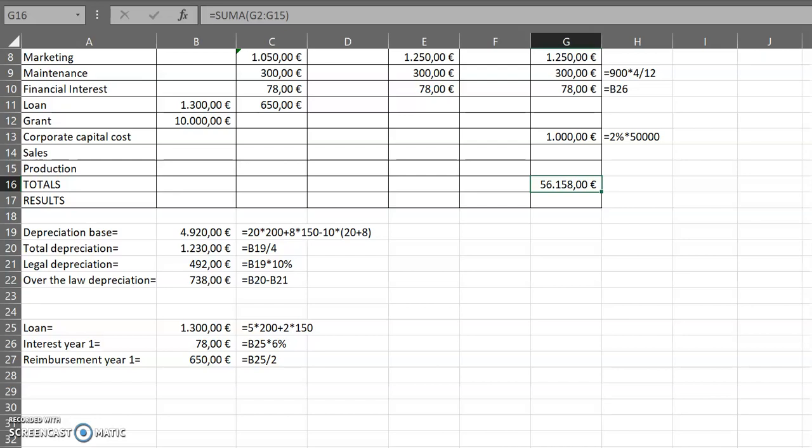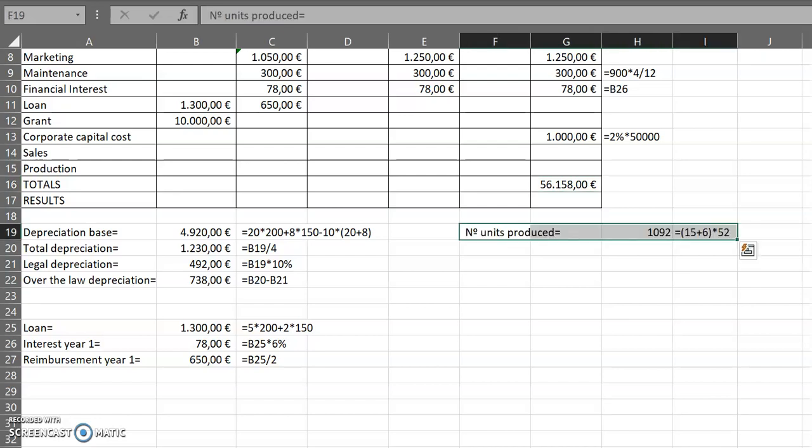and I'm going to calculate the number of units produced. It says they rented 15 adult bikes and 6 children bikes per weekend. So we can consider that the number of units produced is 15 plus 6 multiplied by 52. Why is this multiplied by 52? Because it says per weekend, there are 52 weeks in a year, which means there are 52 weekends.